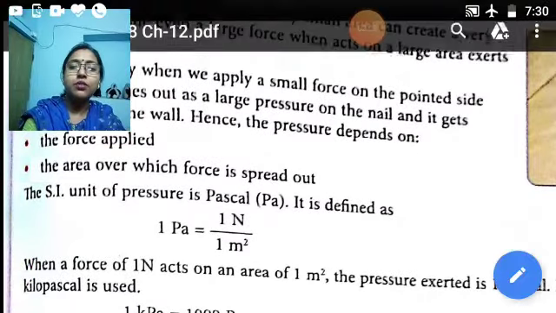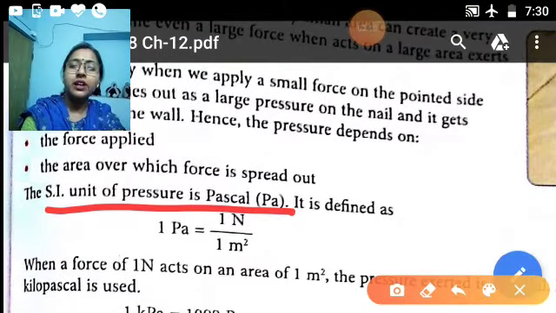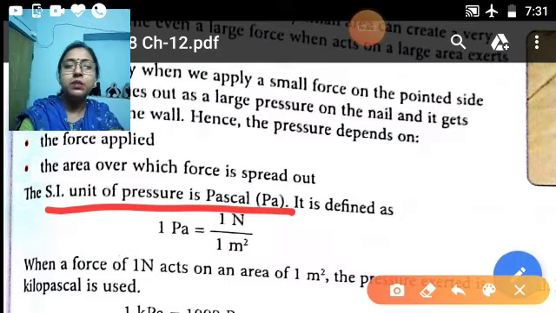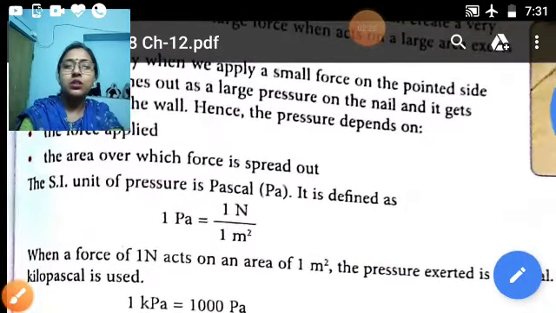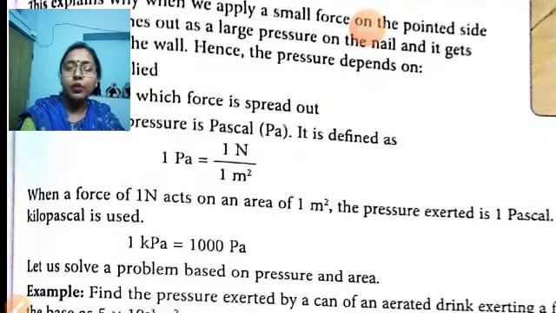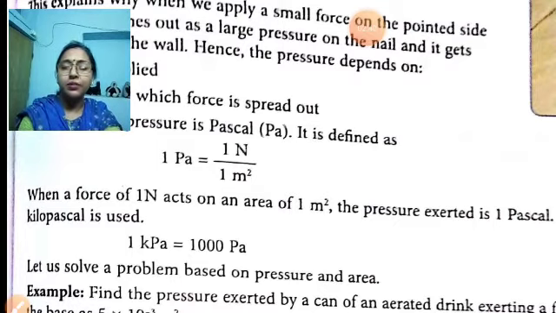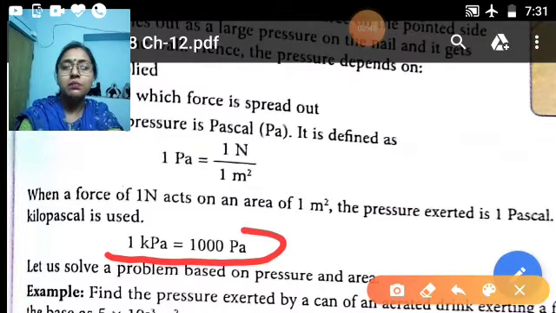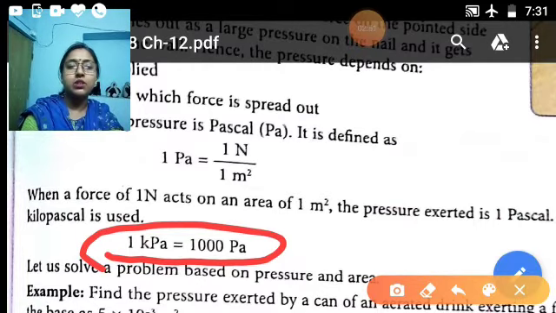The SI unit of pressure is Pascal, Pa. I have already told you that Pascal was taken from the name of the French scientist Blaise Pascal. So 1 Pascal is equal to 1 Newton per meter square. When a force of 1 Newton acts on an area of 1 meter square, the pressure exerted will be 1 Pascal. And 1 kilopascal is equal to 1000 Pascal.